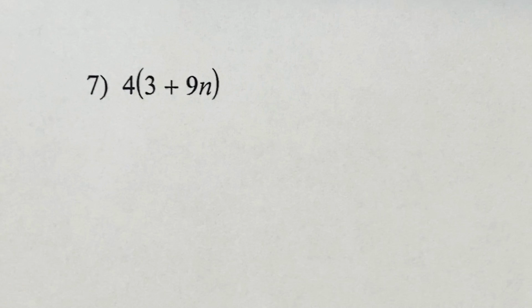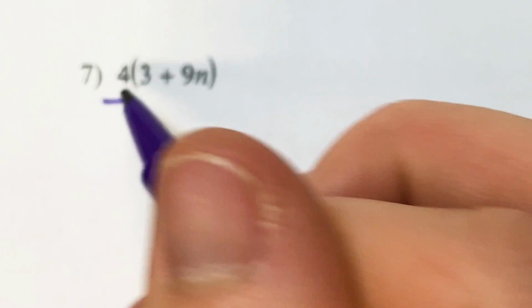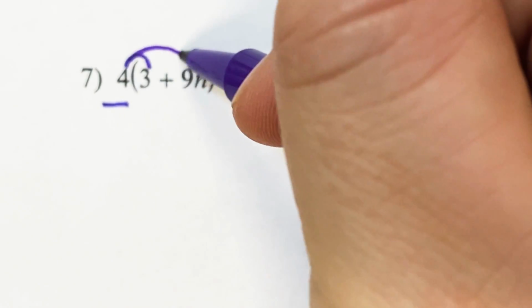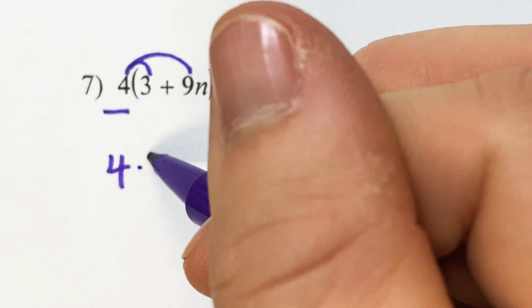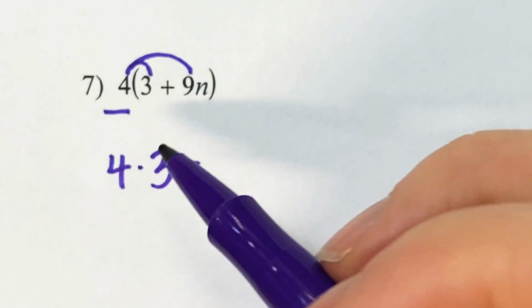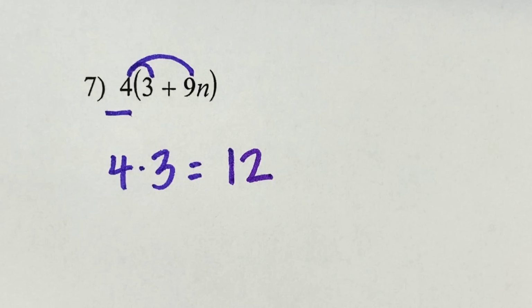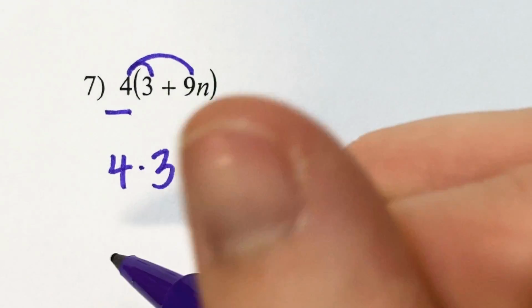All right, let's look at number 7. Okay, see your parentheses. What is the number right in front of the parentheses? We have positive 4. Okay, so positive 4 needs to multiply to both terms inside. Okay, so first we have a 4 times the 3. Okay, so what is 4 times 3 going to give me? It's going to give me 12. Okay, and then our next piece, 4 times 9n.